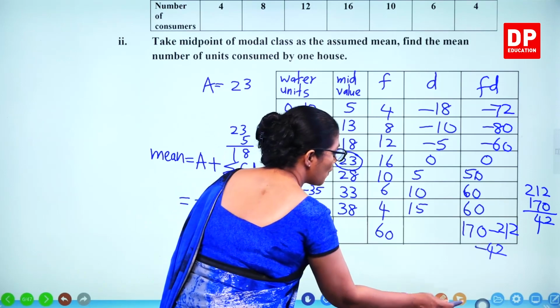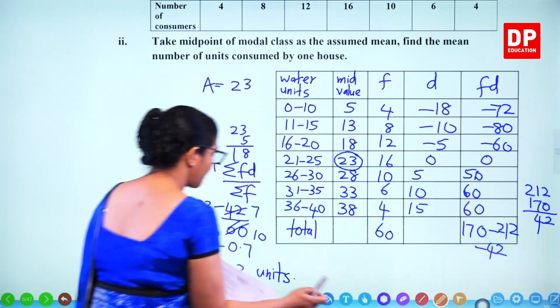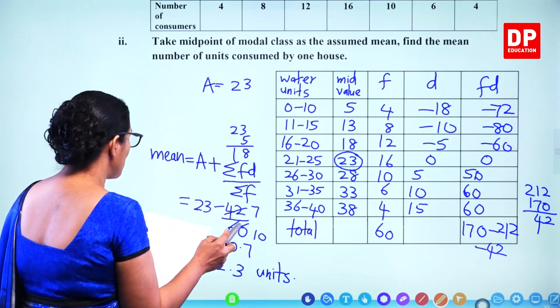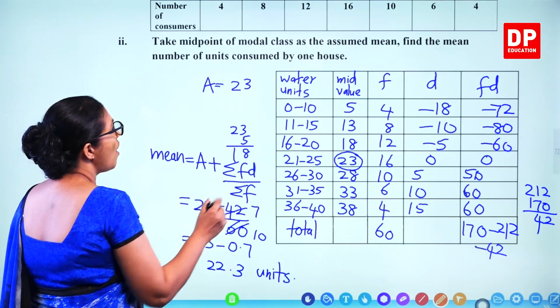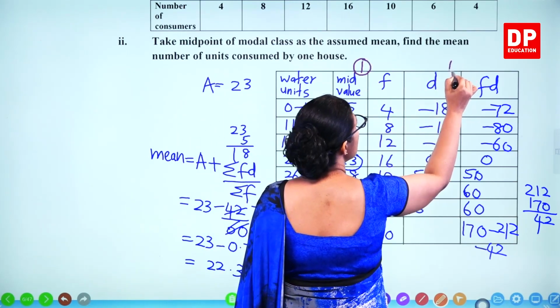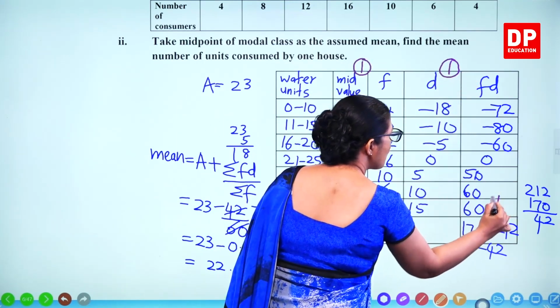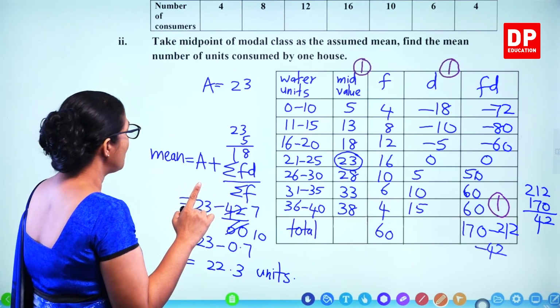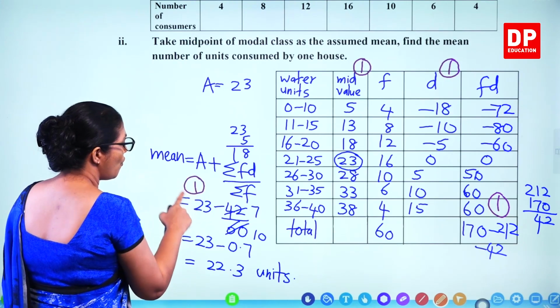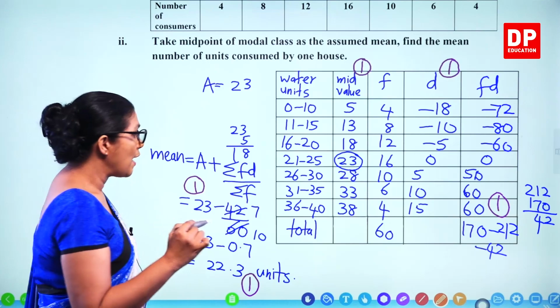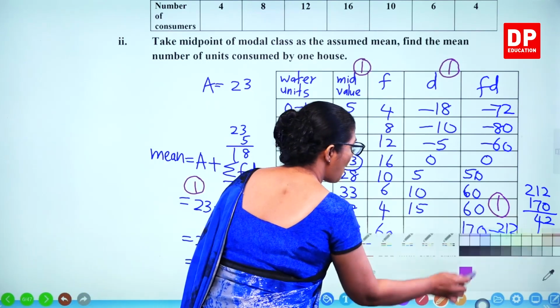So how many marks for this? You are getting 5 marks, 22.3, 5 marks. 1 mark for mean value, 1 mark for deviation, and 1 mark for total FD. 3 and 4 for the equation and 5 for the final answer. So 5 marks for calculating mean value.